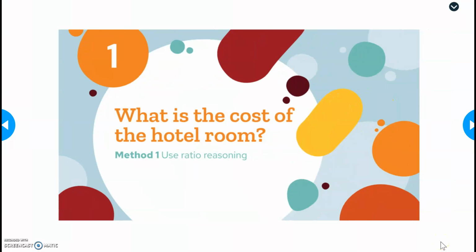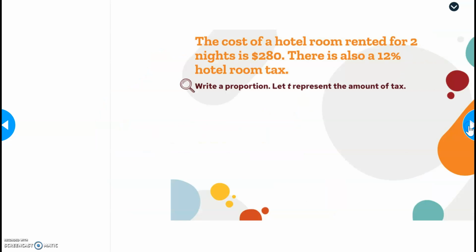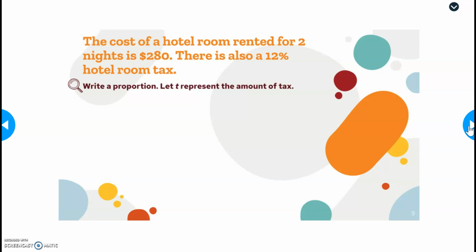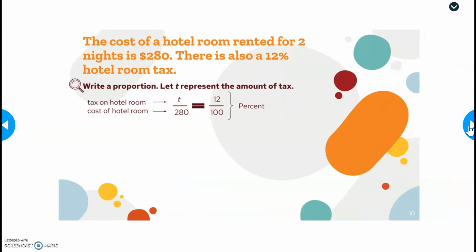What is the cost of the hotel room using ratio reasoning? This is the first way. So we're going to use a proportion to solve this. Let T represent the amount of tax. So T is our tax on the hotel room. 280 is our cost. Remember, T is our part, 280 is our whole. 12 is our part of the percent, 100 is how much a total percent is. So they're in the same place, our part to our whole.